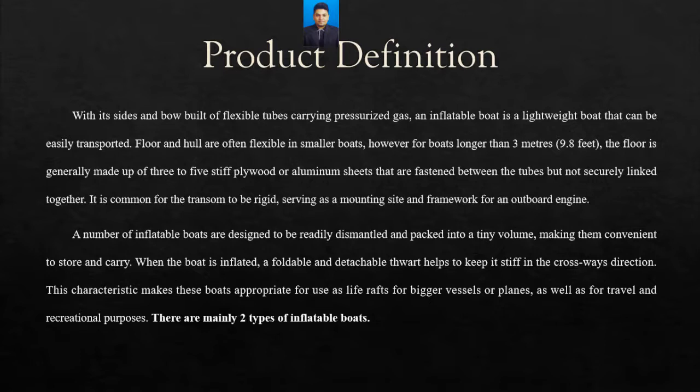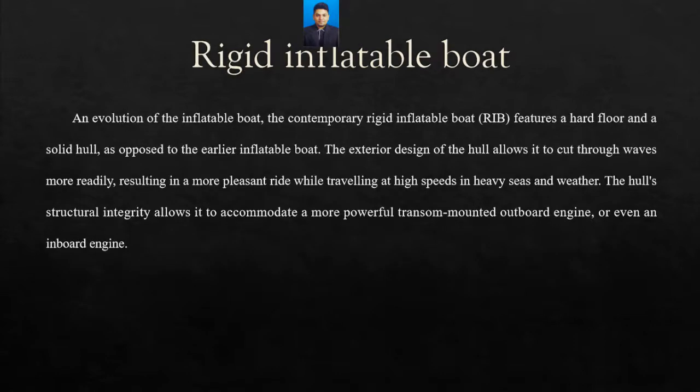When the boat is inflated, a foldable and detachable thwart helps to keep it stiff in the cross-wave direction. This characteristic makes these boats appropriate for use as life rafts for bigger vessels or planes, as well as for travel and recreational purposes. There are mainly two types of inflatable boats. One of them is the rigid inflatable boat.